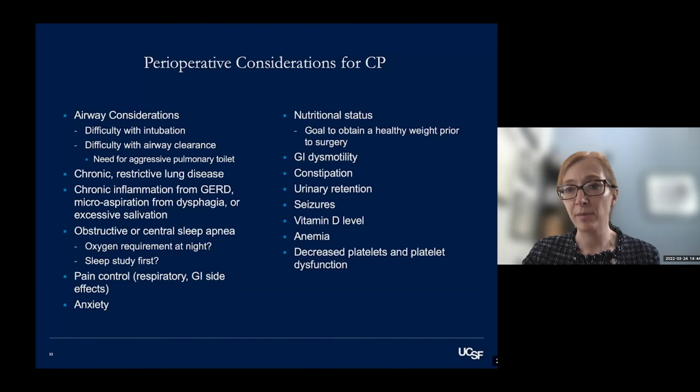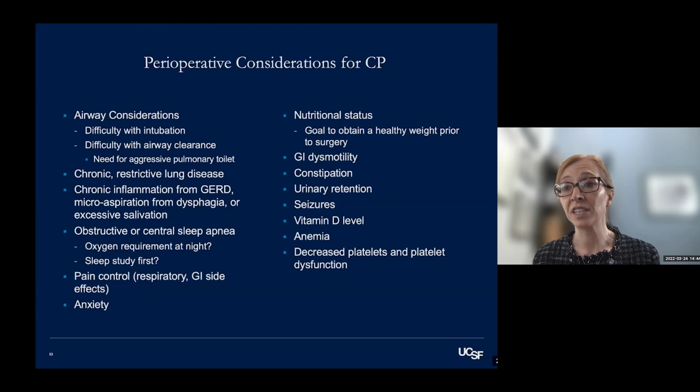Pain control can have bad effects in children who have a delicate balance. So this might worsen the respiratory situation or cause a lot of GI side effects. And we need to consider patients' anxiety. These are kids that go through a lot. And this is another big hurdle for them to go through.